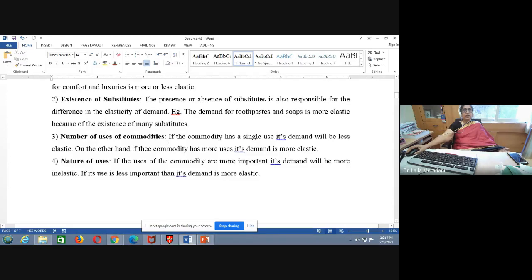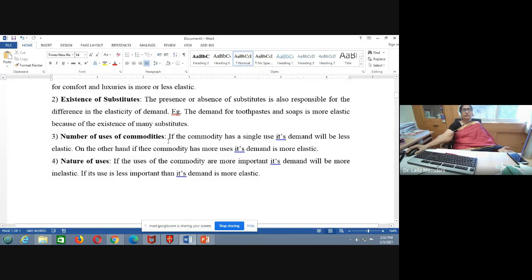Like we can talk of shampoos and soaps. There are a large number of substitutes, so demand will be elastic for such products. And then there are the number of uses of the commodity. If the commodity can be put to a large number of uses, then the demand will be elastic.